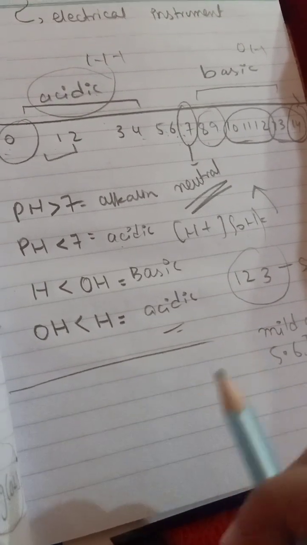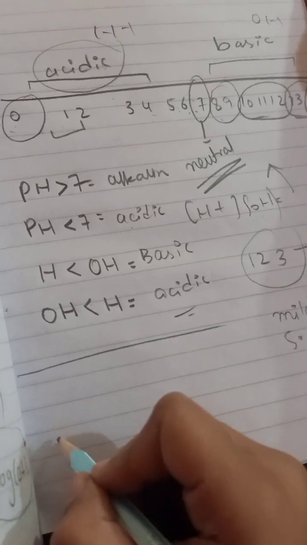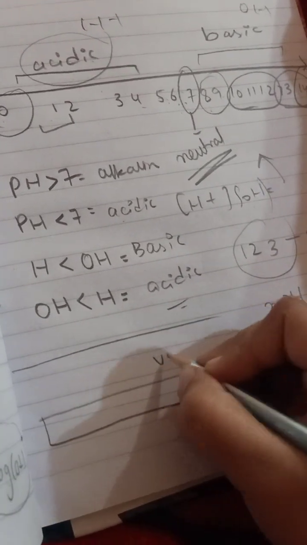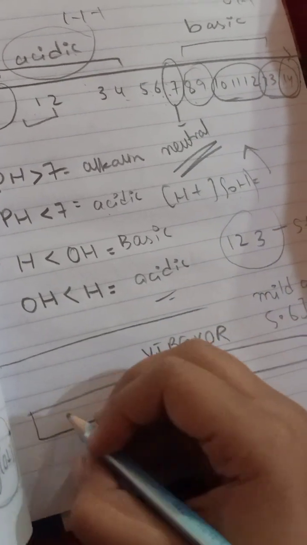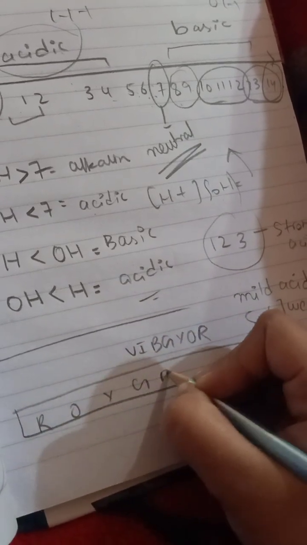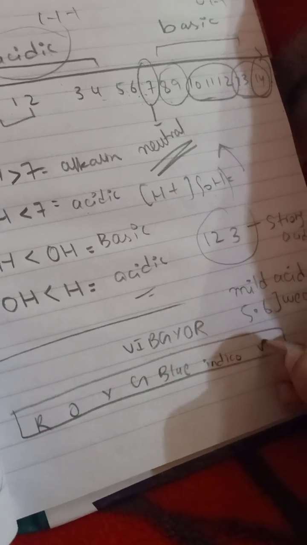Next, I'm going to tell you that we have pH paper on the basis of color. We have 7 colors, which we call VIBGYOR. What is VIBGYOR? These are the colors: red, orange, yellow, green, blue, indigo, and violet.